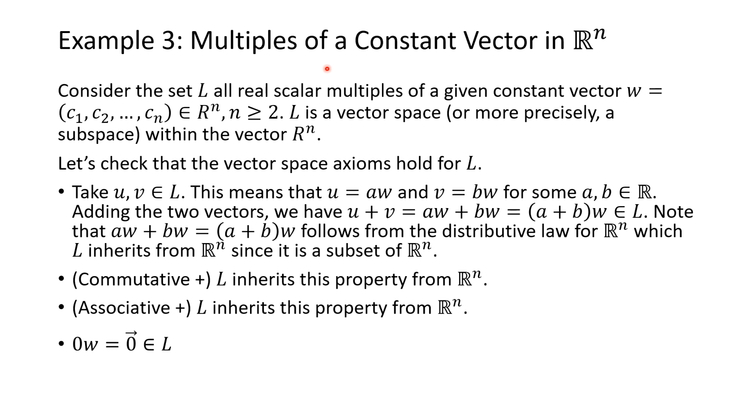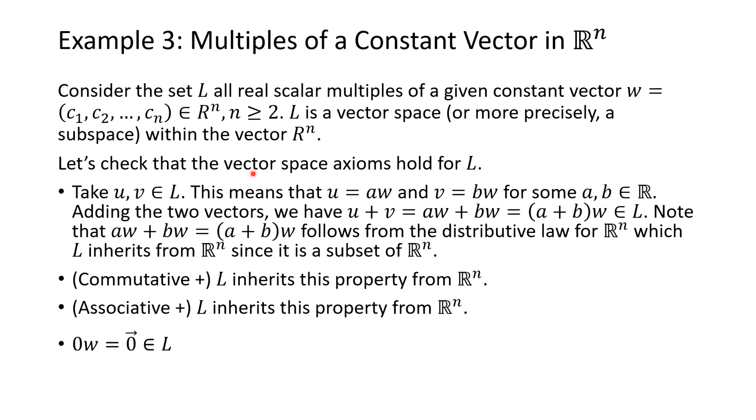Example number 3, it's the set of all multiples of a constant vector in Rn. So consider the set L of all real scalar multiples of a constant vector, which we'll call W, and it has n components. It's an element of Rn. And the claim is L is a vector space. And more precisely, it's a subspace of Rn, but we haven't defined subspace yet. We'll get to that in the next video.